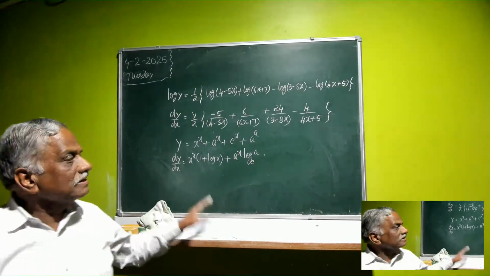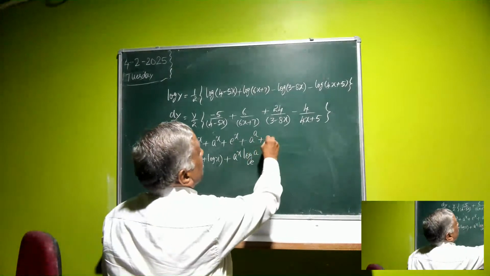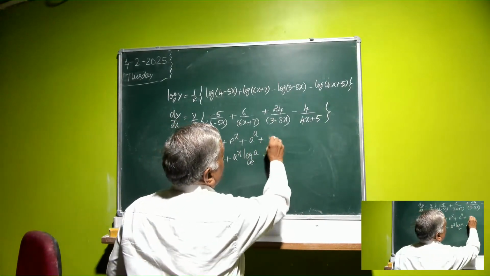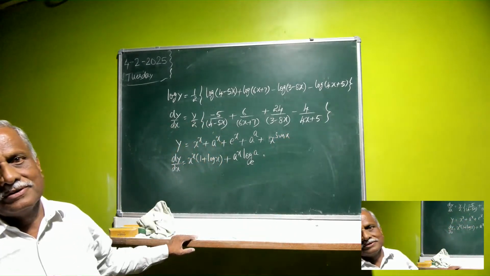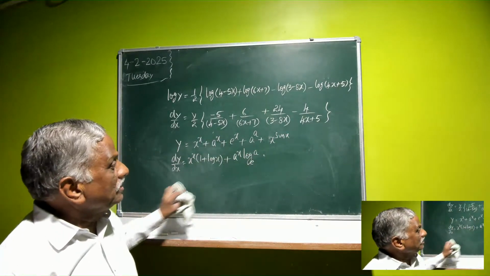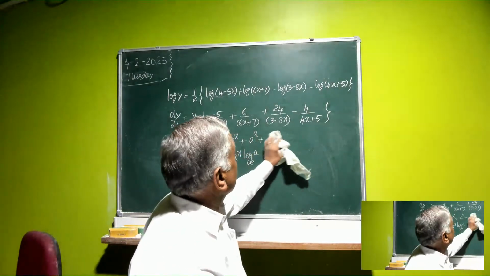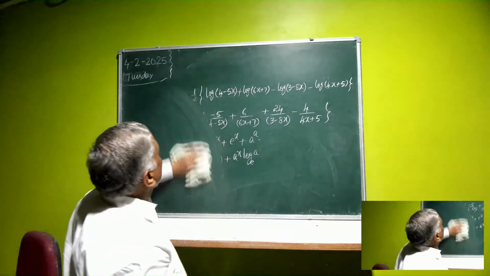So you should realize they could have given some other term, like x to the power of sin x or something else. What to do? They won't give 4 terms, they will give 2 terms. That problem I am going to teach now. There is another category of problem.